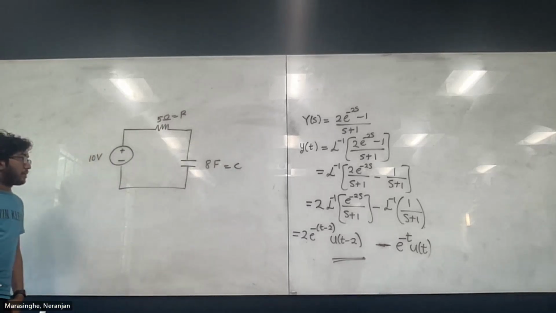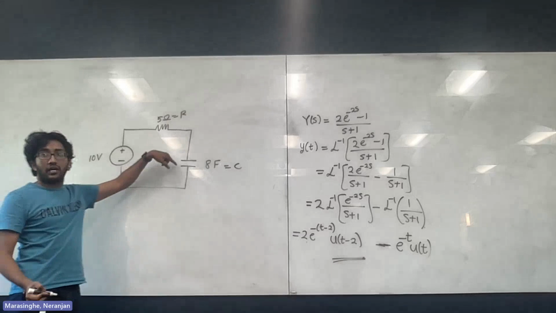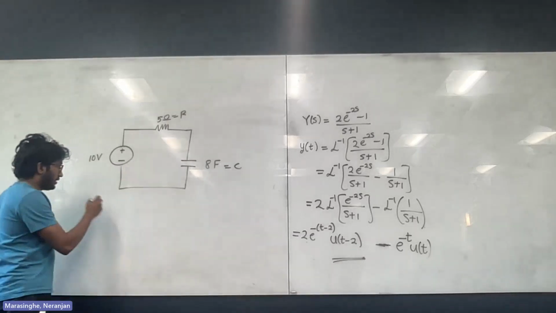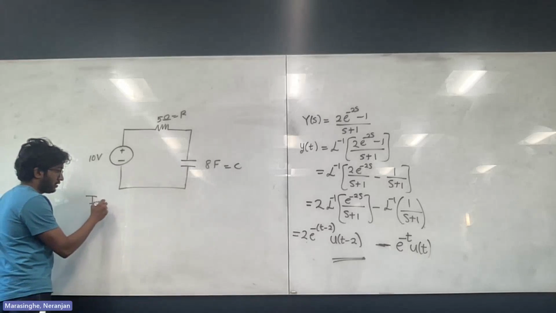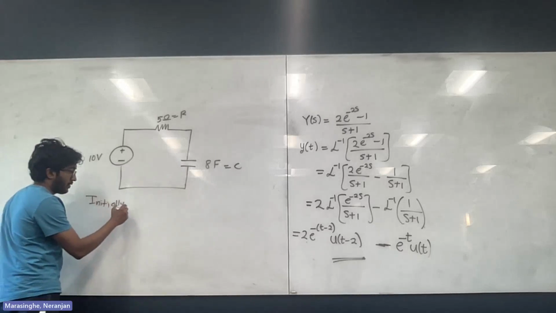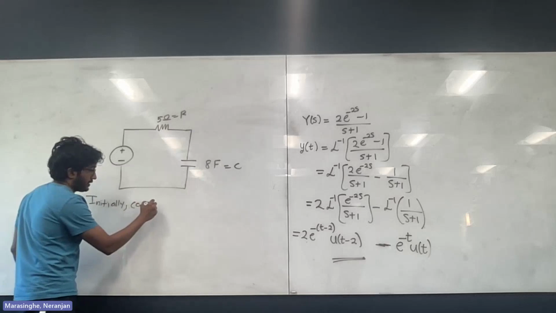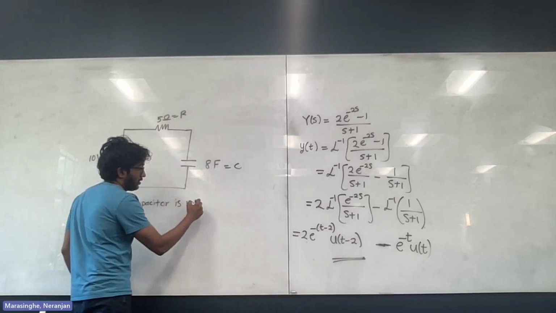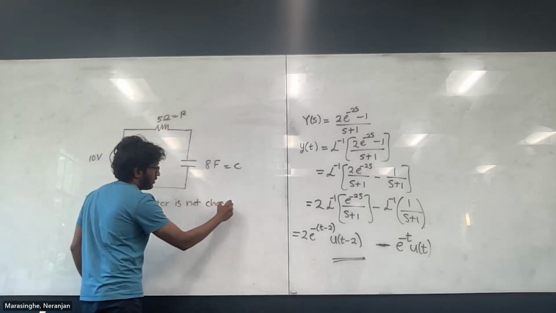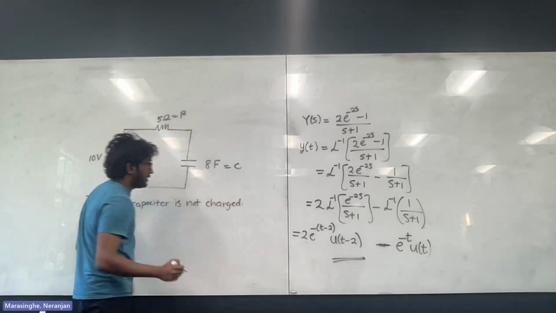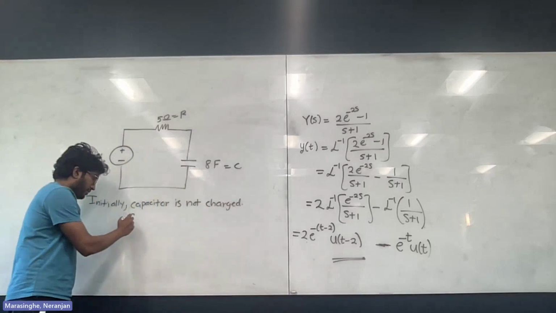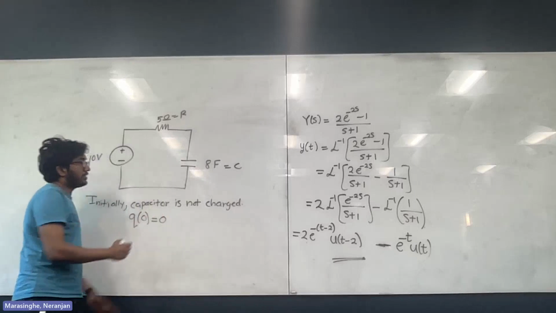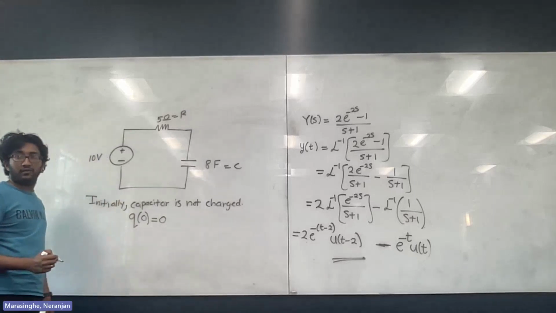It's a DC voltage supply, right? Initially, the capacitor is not charged. So the initial charge on this capacitor is 0. I represent charge by Q, so Q0 is equal to 0. The initial charge on this capacitor is 0, right?